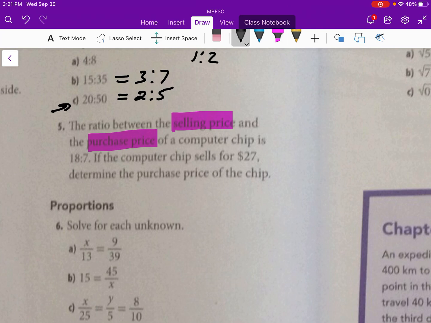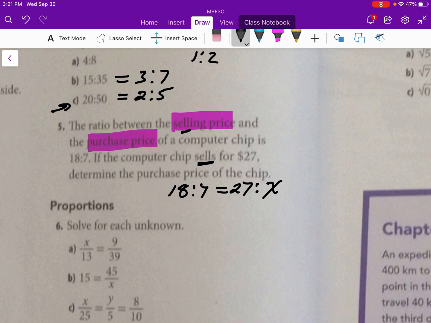So what you have here, what you say is you write the equivalent ratio. In this case, it's 18 to 7. The ratio between selling price and purchase price is equal to, now the computer chip sells, so selling was first, so we write the 27 first. Okay, and then we have whatever the purchase price is. We don't know. We normally call it X.